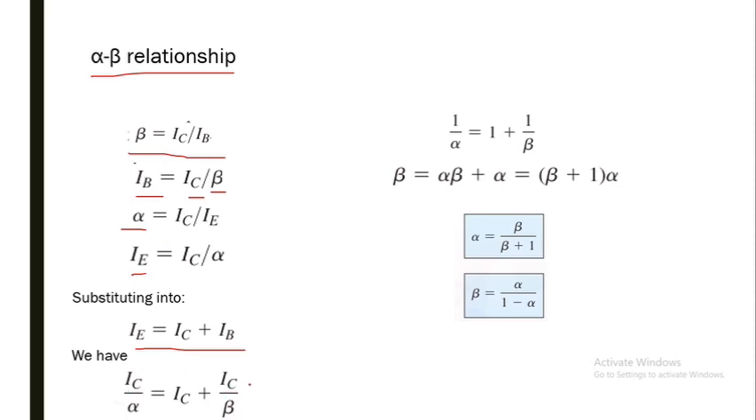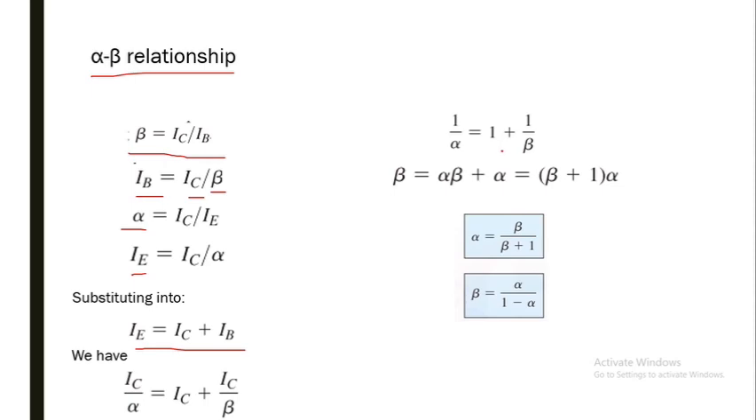So in this equation, we have only one current value, that is IC. So you can find the relation of alpha to beta like this. 1 over alpha is equal to 1 plus 1 over beta. That is dividing both sides of the equation by IC.